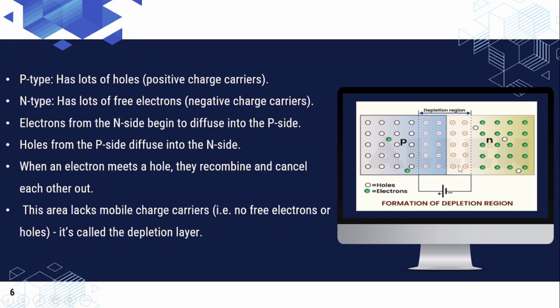The N side loses its electrons near the junction, leaving behind positively charged donor ions. Similarly, the P side loses holes near the junction, leaving behind negatively charged acceptor ions. This area lacks mobile charge carriers. There are no free electrons or holes in this region. This region is called the depletion region. In this depletion region, it acts like an insulator between the P and N regions.